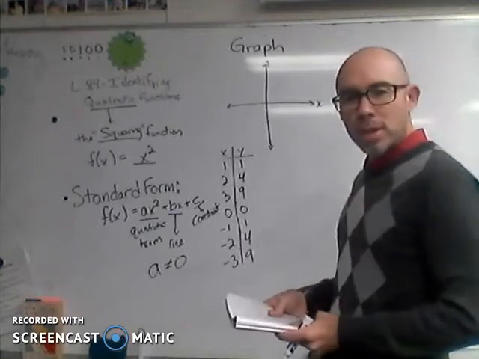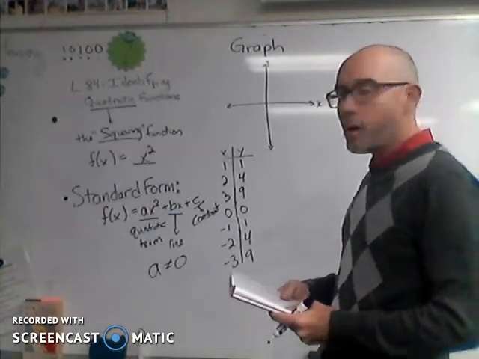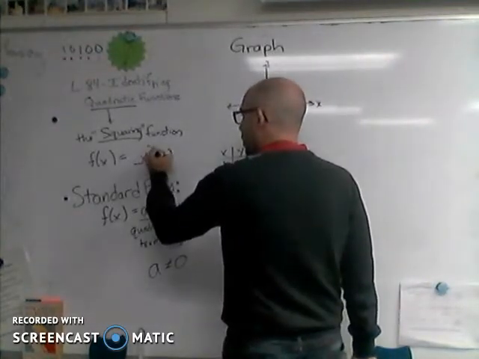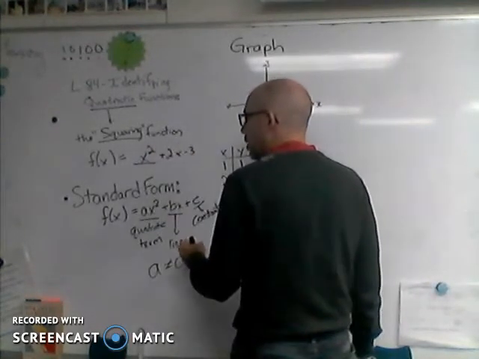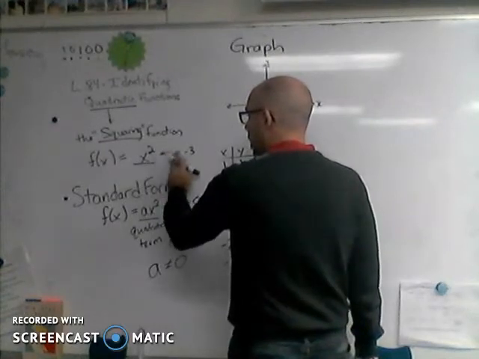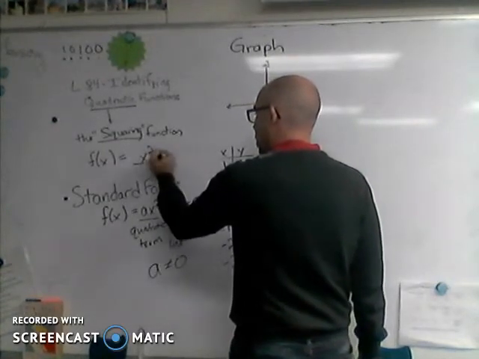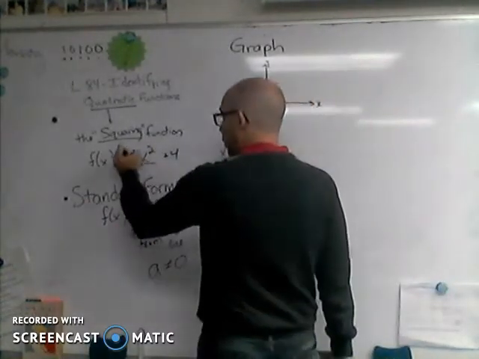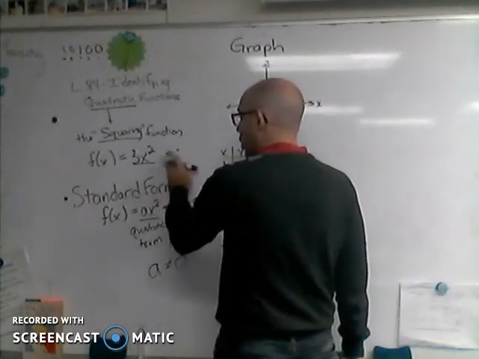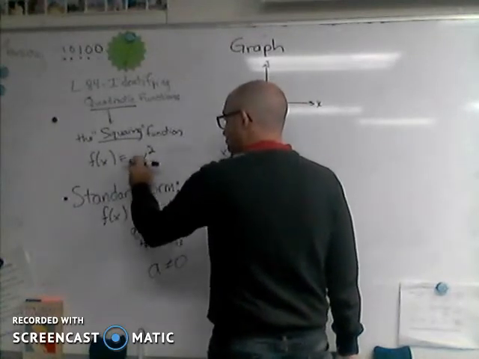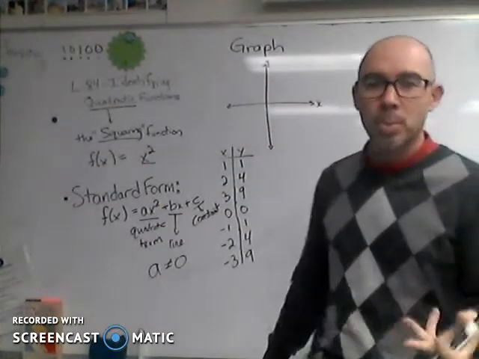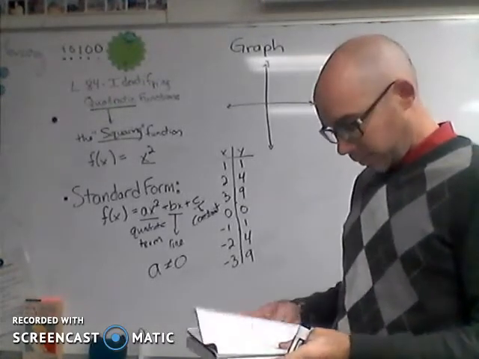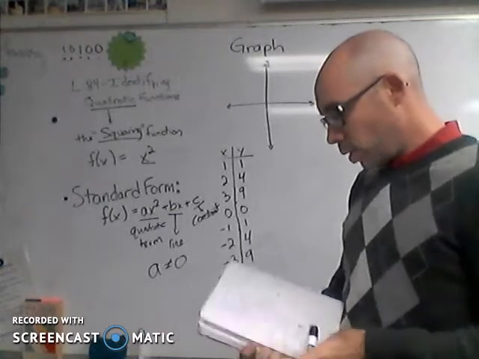Righty, so there's your introduction to the standard form. That means that we could add stuff to this. We could say plus 2x minus 3. Or we could just say x squared plus 4. Or we could have 3x squared plus 4. All those other things are just extra things that we're doing to that most important part, which is the x squared part, to make it quadratic. So there you go.